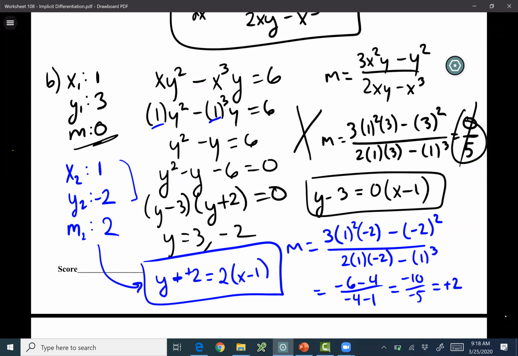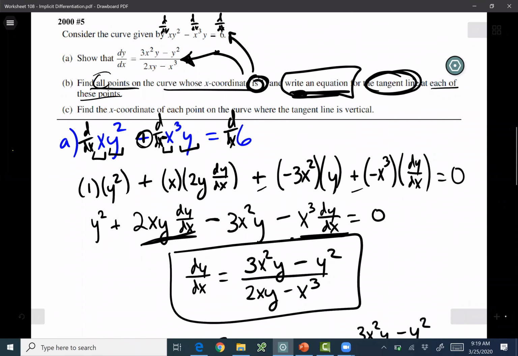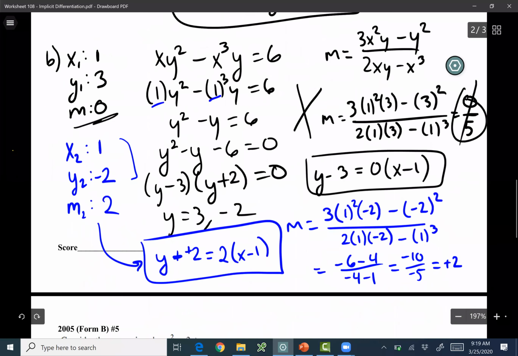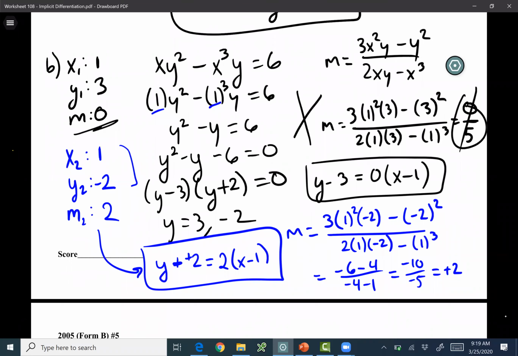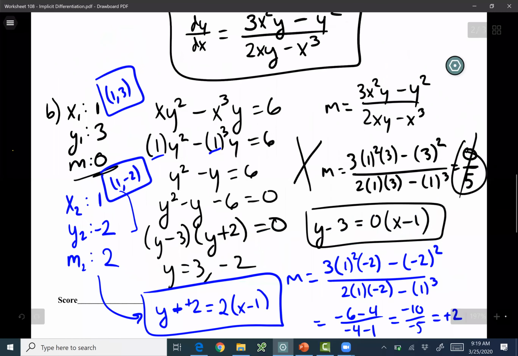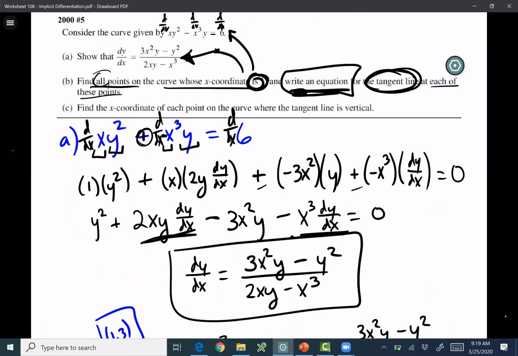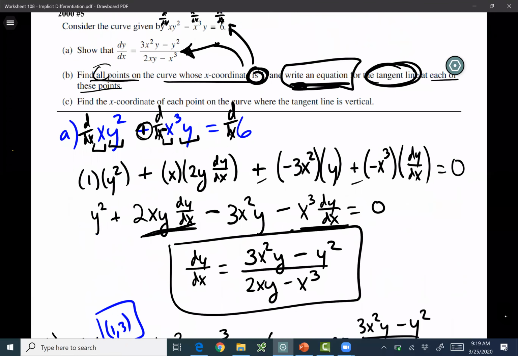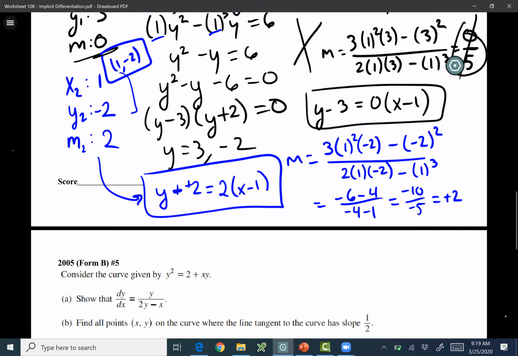So, like I said, good practice is to just go back and make sure we answered it. Find all points on the curve whose x coordinate is 1, right? If we want to be nice on the reader, we could say that, as points, we have 1 comma 3, box that. We have 1 comma negative 2, box that. But we did that, right? We had found those points. And write an equation for the tangent line, we did that. So we've answered this question fully.